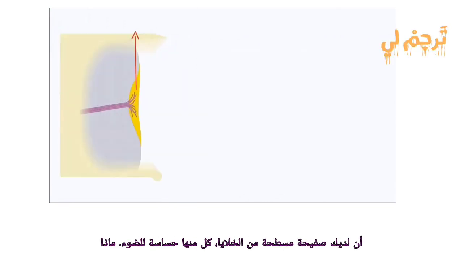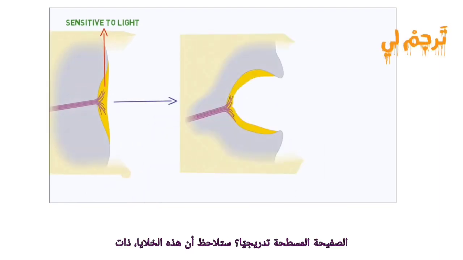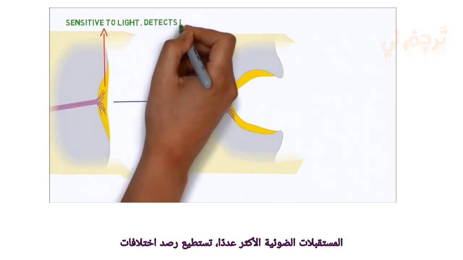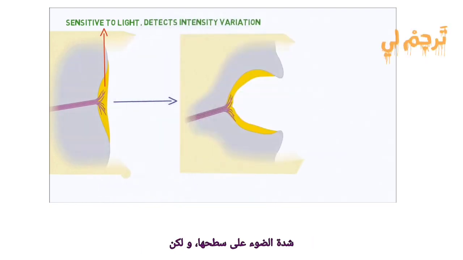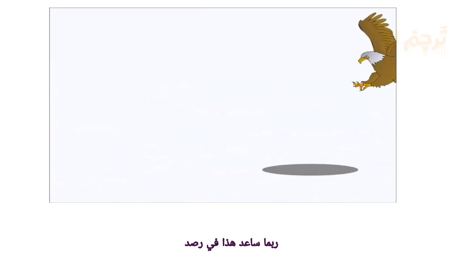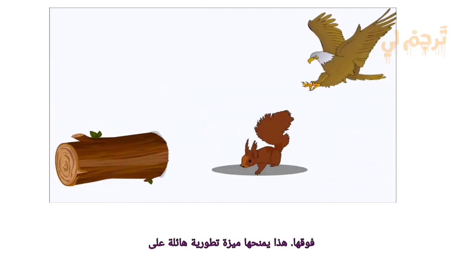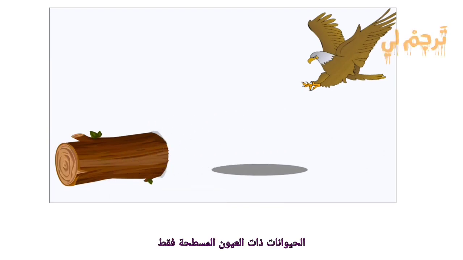Next, imagine that you have a flat sheet of cells, each of which is sensitive to light. Now, what will happen if you gradually curve that flat sheet of cells? An eye with more photoreceptors can detect variations in light intensity across its surface. But with a curved shape, it can also detect the direction of falling light, and hence, the movement of nearby objects. This might have helped in detecting the direction of a predator's shadow passing over. This gives a huge evolutionary advantage over animals with just a flat eye.